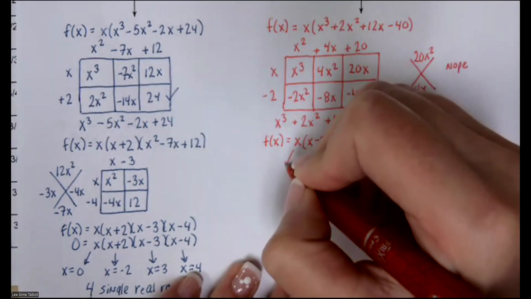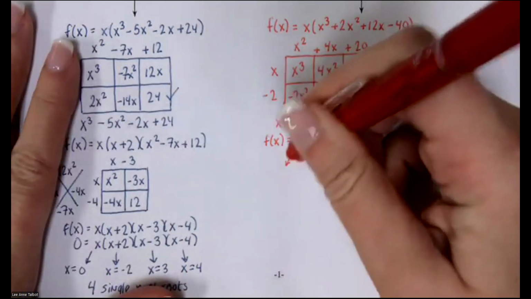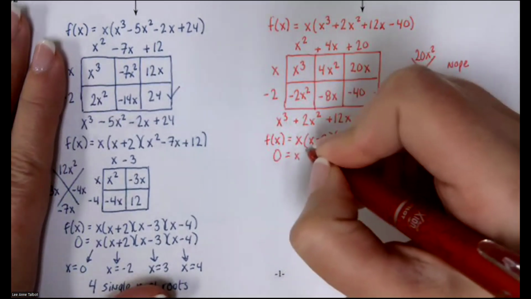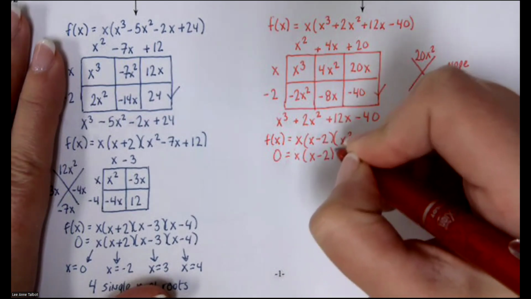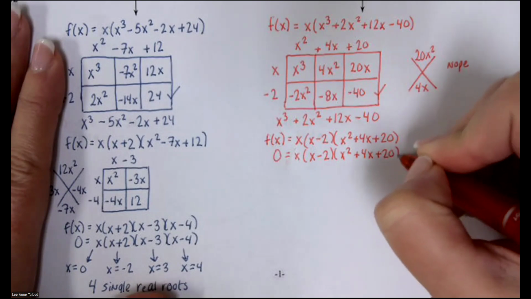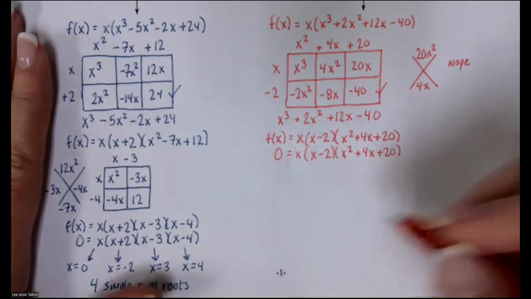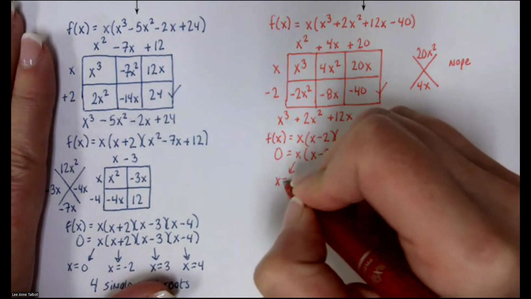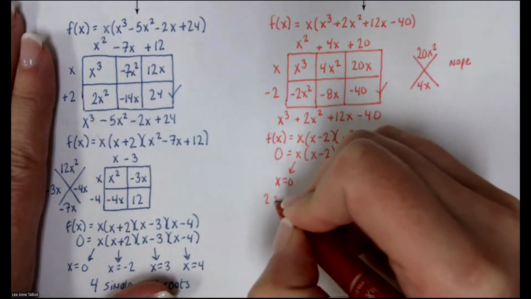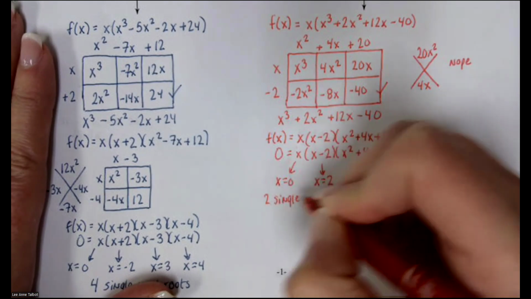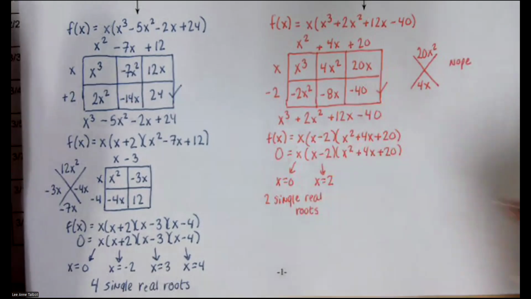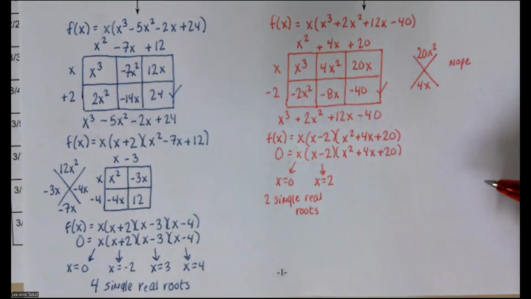So now we have, oh, I should set it equal to 0 though. Do it properly. 0 equals x minus 2, x plus 20. Okay, so I have x equals 0, x equals 2. Those are two single real roots there. And now I don't know what's going on with this situation here.